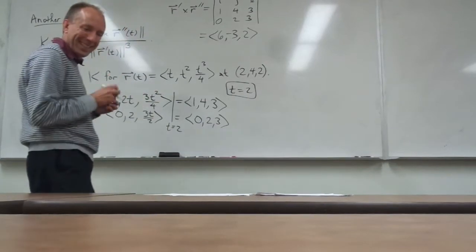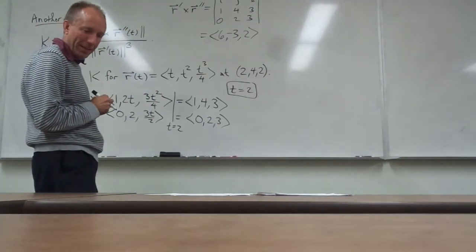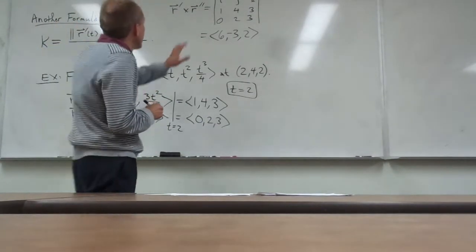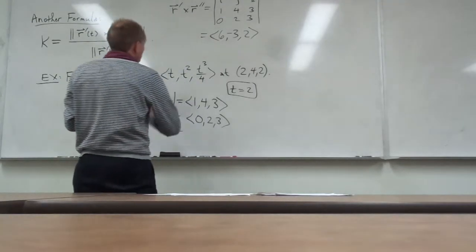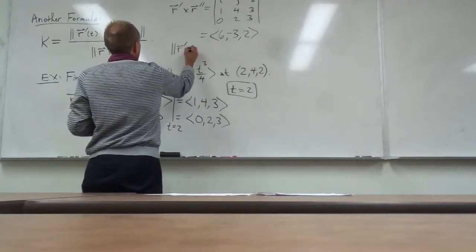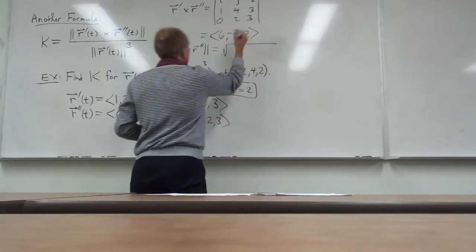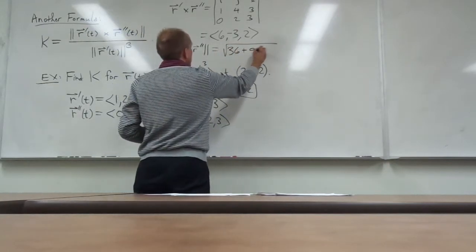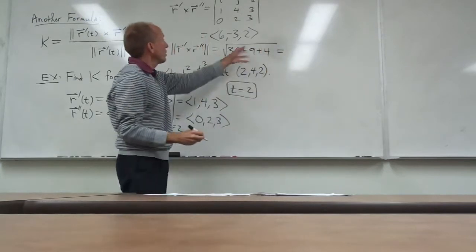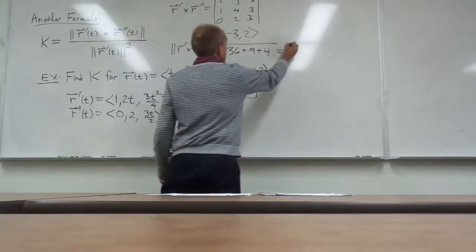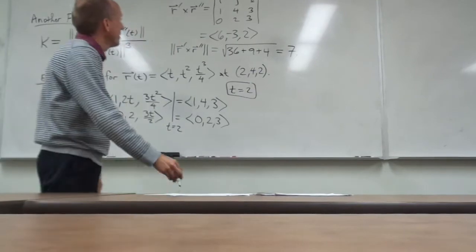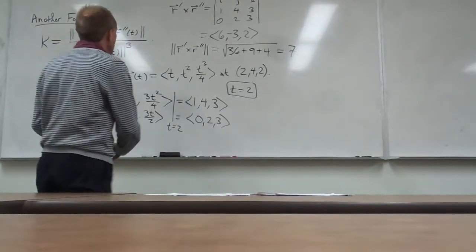Yeah, okay. That looks fine. Okay, so there's your cross product vector. The norm of that is, well, it's going to be the square root of 36 plus 9 plus 4. Now that would be the square root of 49, which is just 7. Okay, so the numbers come out real nice on that.